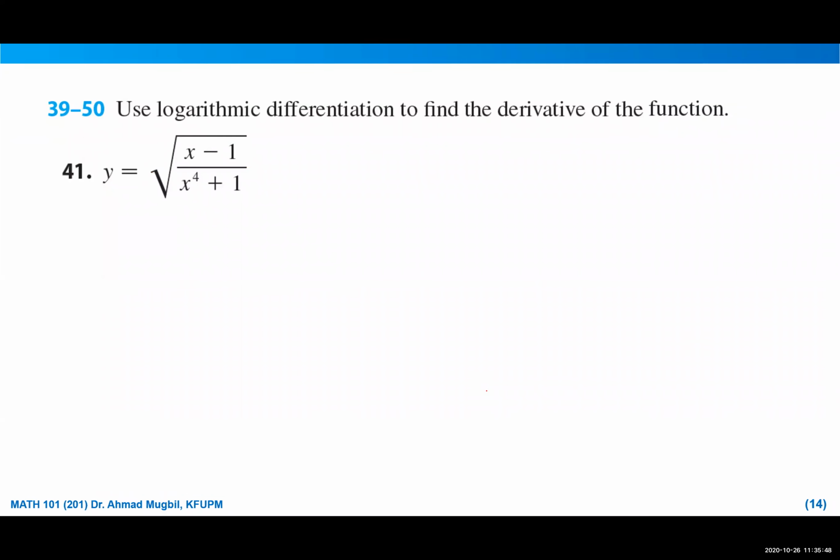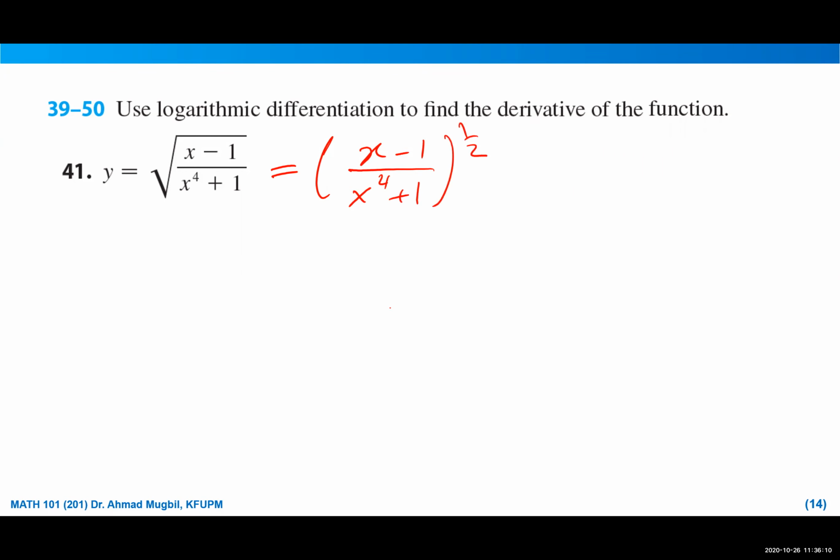Use the logarithmic differentiation. This is what I'm looking for. Use the logarithmic differentiation to differentiate this. Now, if you use the usual methods, it will be long. Try to use the usual derivative. If you make it this way, by the way, this is x minus 1, all over x to the power 4 plus 1, all to the power half.